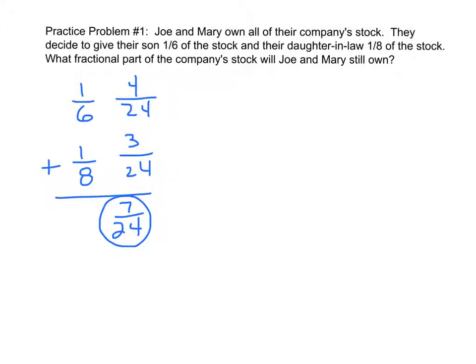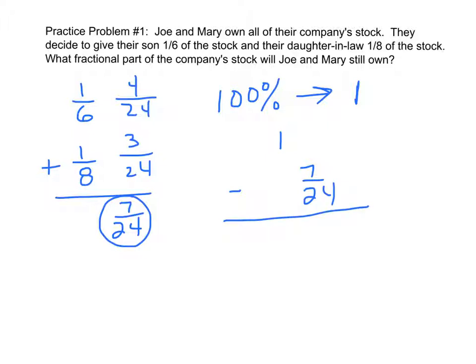The important part to remember here is that they owned all of the company's stock. And when they owned all of the company's stock, they own 100% of the company's stock. Well, 100% is the same as 1. So I want to subtract 7/24.